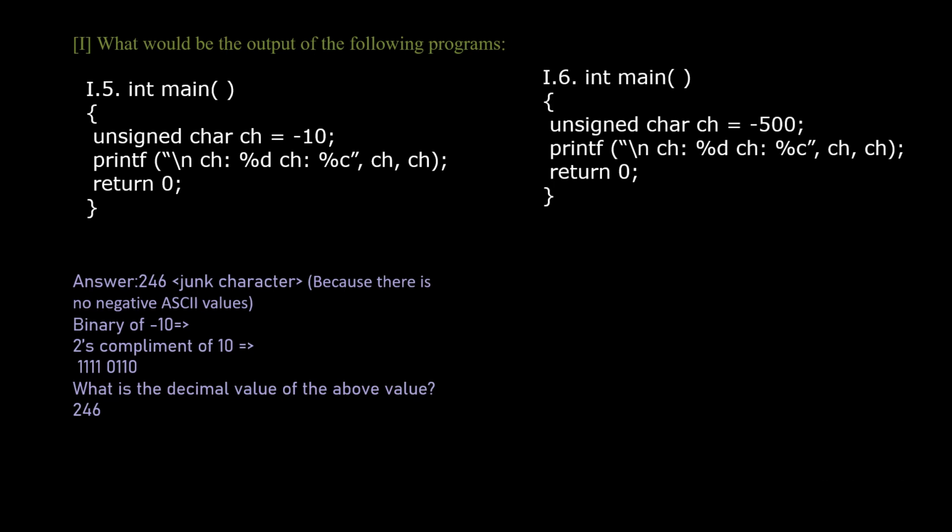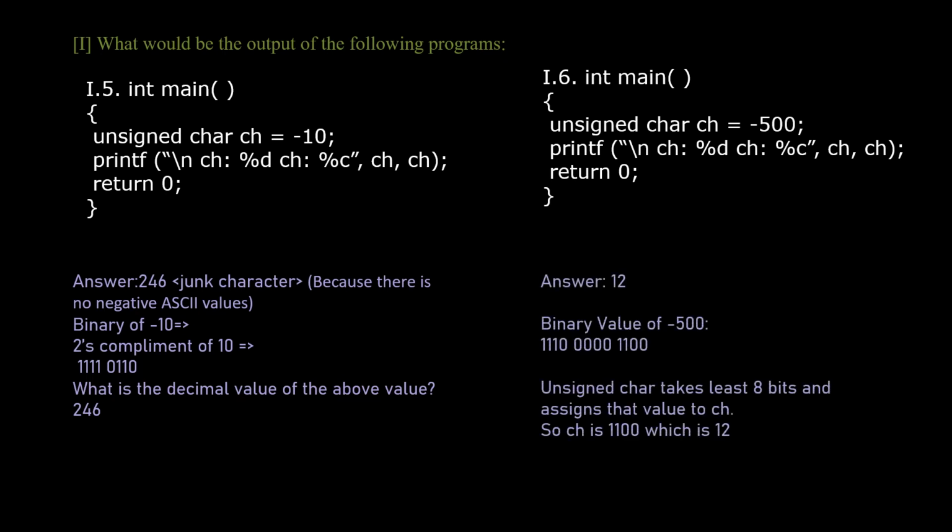Sixth question. Unsigned char CH equal to -500. So again, unsigned char cannot have negative value. So let's see how the value will be, what will be the value of CH in %d. So let's see the answer.